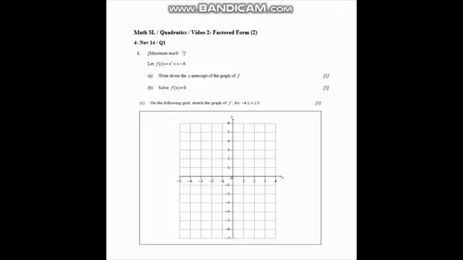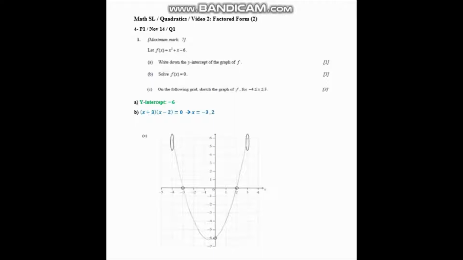So the fourth question that we shall tackle came in paper 1, November 2014, question 1. Kindly take a minute and attempt to solve, and the answer shall follow through shortly. So we are given a function f of x equals x squared plus x minus 6, and we are required in A to write down the y-intercept of the graph of f.